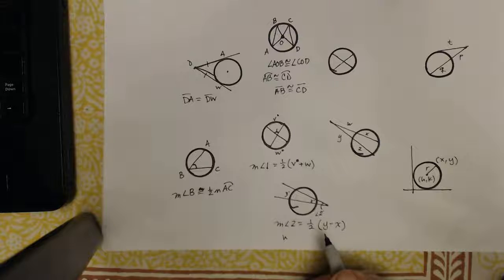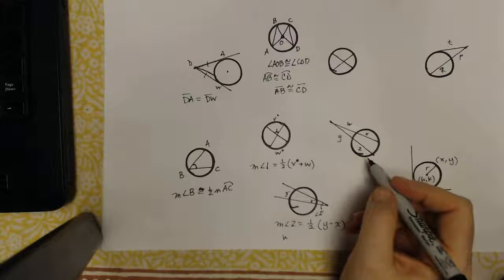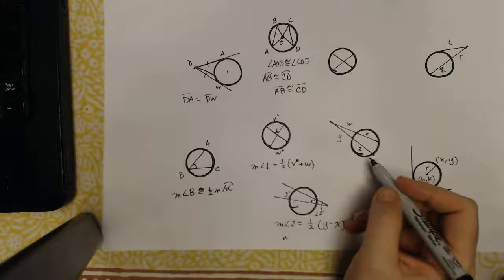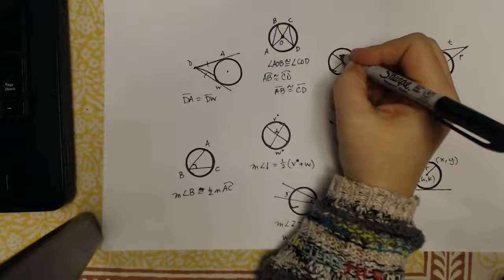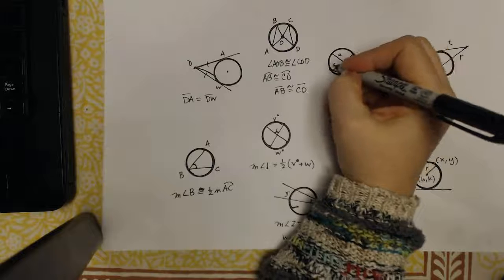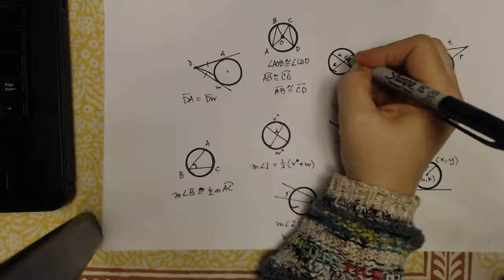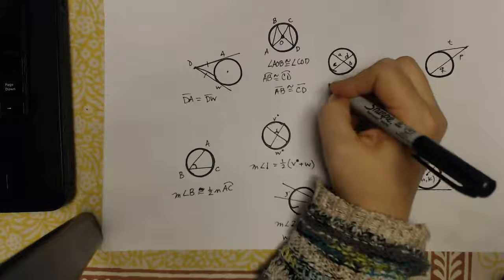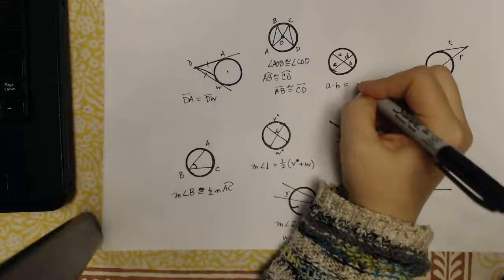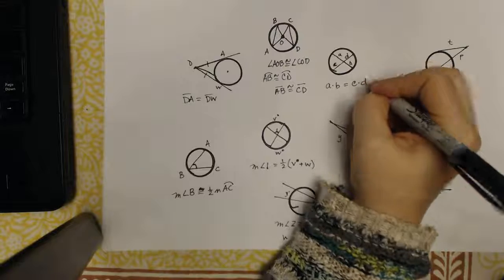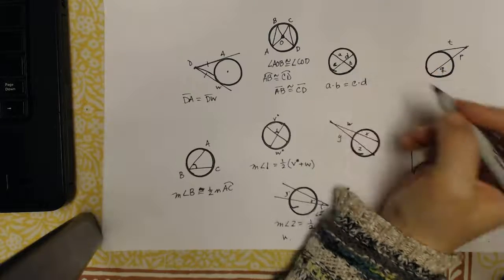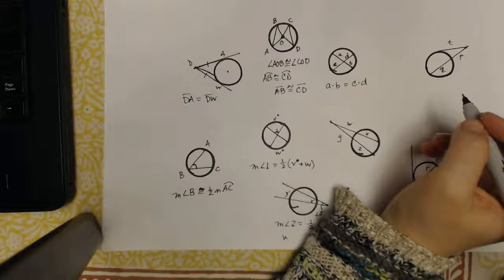And then as we're working through those, the last set that I want you guys to be thinking about and have written in your notes are looking at segment lengths. So remember we said that if you have two chords that intersect inside of a circle, like this is AB and CD, then the product of A times B will be equal to the product of C times D. And that's a nice way of being able to solve for those lengths inside a circle.